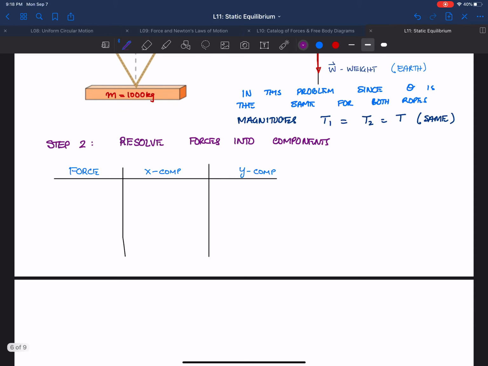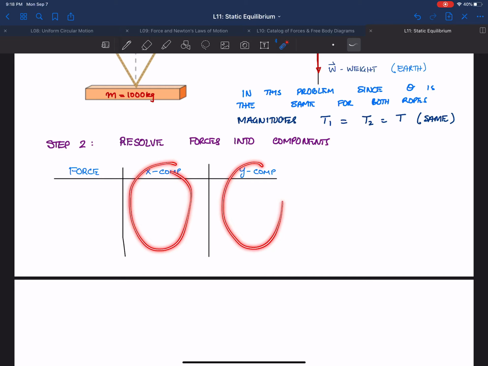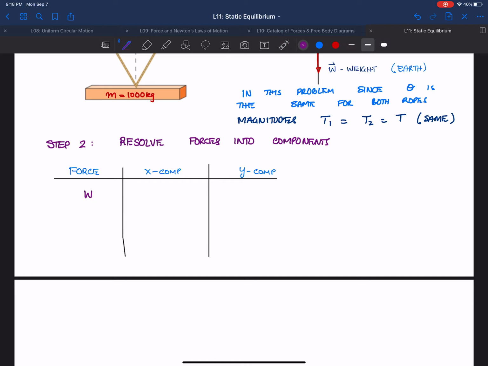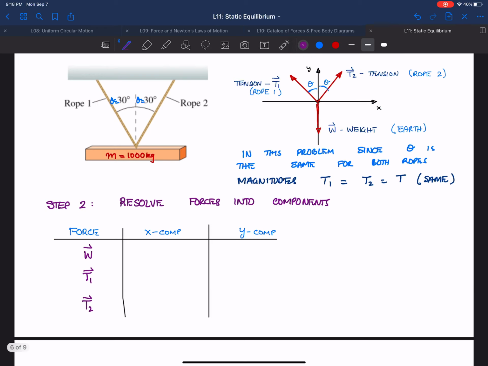So I've made a little table out here, with 3 columns. In the first column, I'm going to list all the forces, then the x components, and then the y components, just like we did when we were talking about vectors. Now the vectors are all forces, so I'm going to list all the forces in the first column. So what are the forces? There is the weight, the tension T1, that is the tension in rope 1, and then the tension T2 in rope 2. What's the x component?